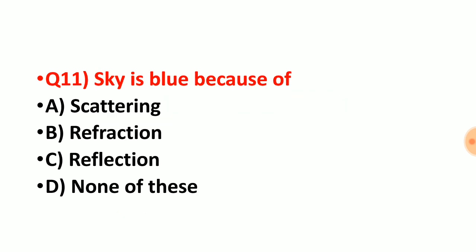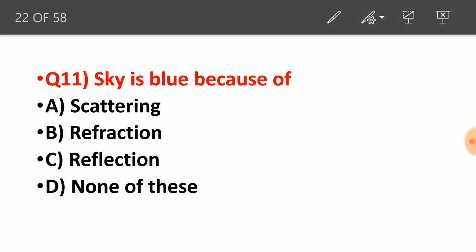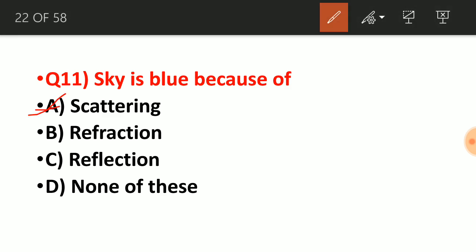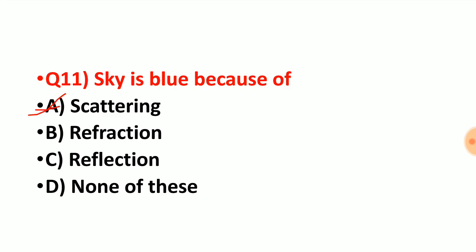Question number 11. Sky is blue because of scattering. Scattering is the right answer. Sky is blue because blue color scatters most. So we see blue.